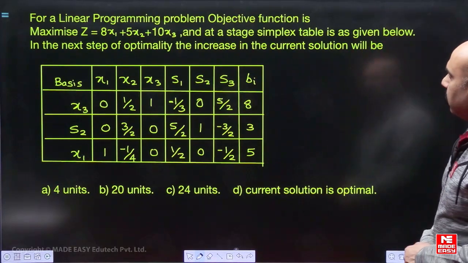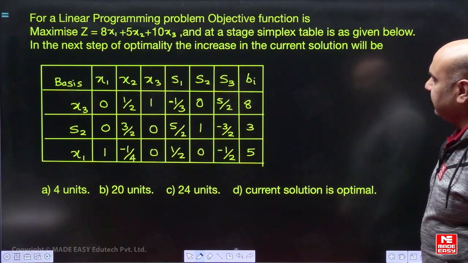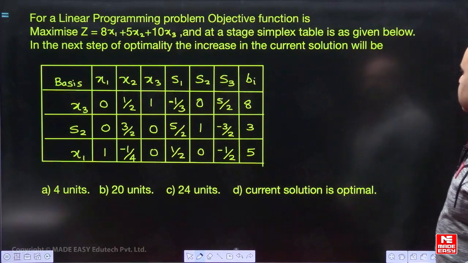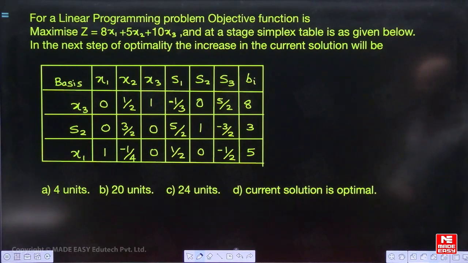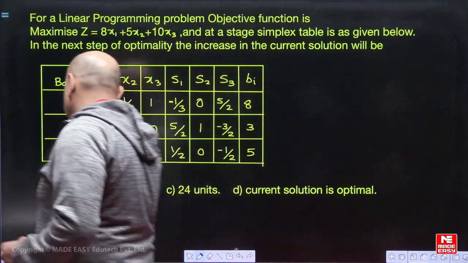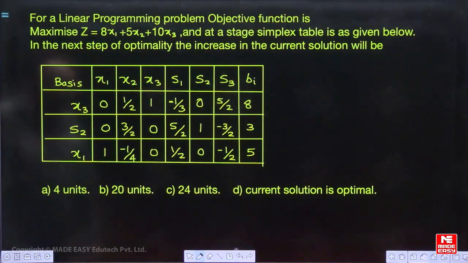For a linear programming problem, objective function is maximize z = 8x1 + 5x2 + 10x3, and at a stage simplex table is as given below. In the next step of optimality, the increase in the current solution will be. We have to find out in the next step how much increase will be there. So this is the question problem given, and in the next step they are asking how much increase will be there.